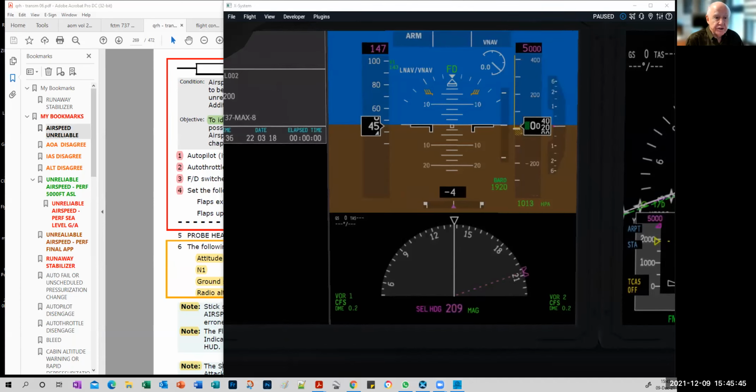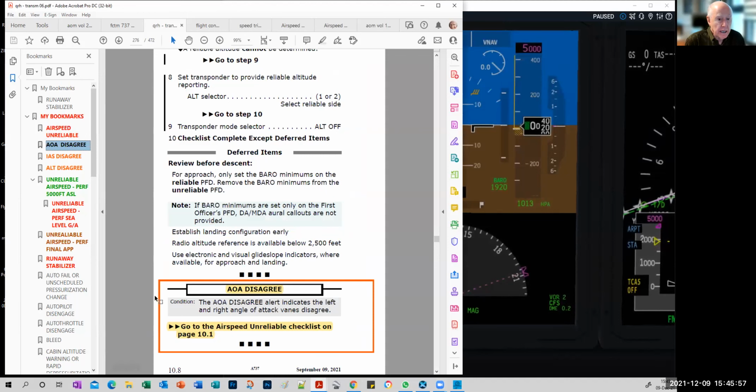In the series of messages and unreliable airspeed: Angle of attack, disagree. Let's have a look at the QRH. The QRH says, condition, the angle of attack disagree alert indicates the left and right angle of attack vanes disagree.